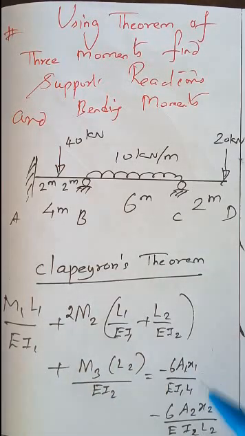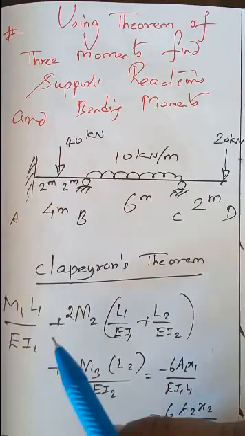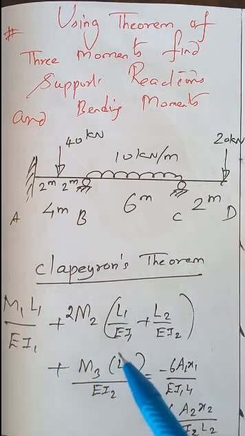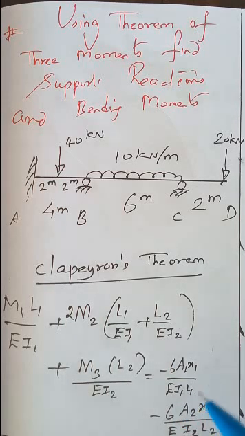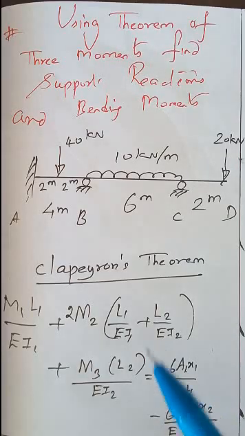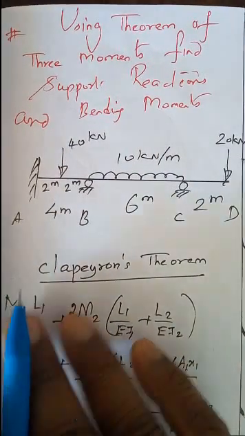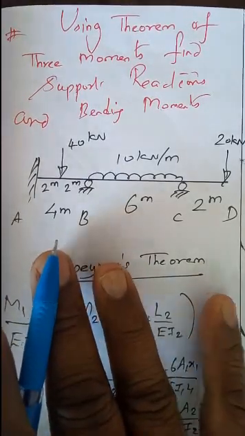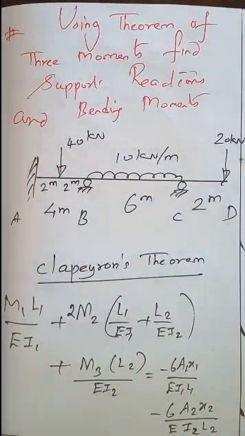And if EI is constant, the same equation can be written as M1 L1 plus 2 M2 into (L1 plus L2) plus M3 into L2 equals minus 6 A1 X1 by L1 minus 6 A2 X2 by L2. Now please note down that here the support A is fixed, so the procedure is different from the usual procedure.